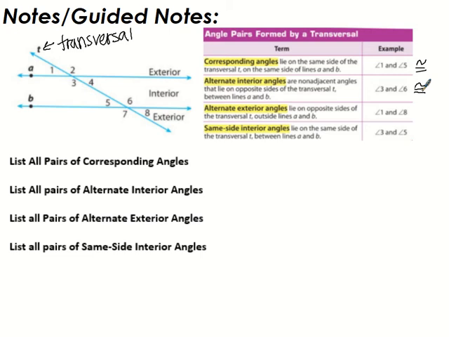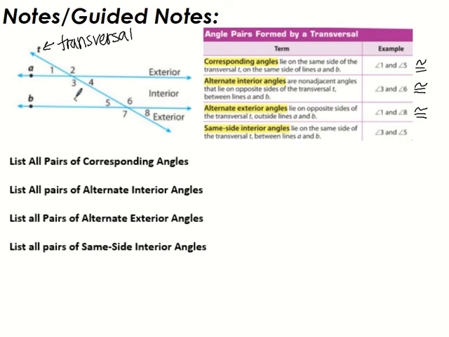Alternate exterior angles lie on opposite sides of the transversal as well, just like alternate interior. But now they're on the outside of A and B. So they're in this exterior space. They're either here and here. The example they gave us was 1 and 8. So 1 is outside, 8 is outside, and they are on either side of the transversal. These are also congruent.